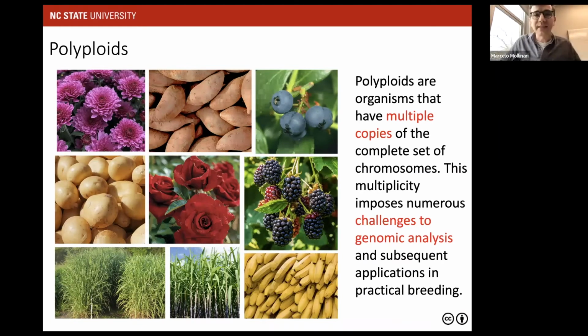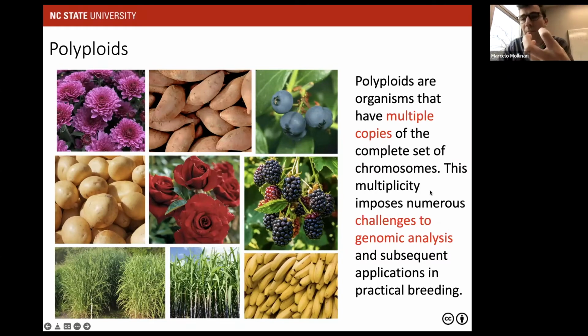Polyploids are basically organisms with multiple copies of a complete set of chromosomes. And of course, we are diploids, we have 2 copies. Polyploids have multiple copies. Here we have an example of banana, 3 copies, blackberry and blueberry and potato and rose. This is panicum, and they have 4 copies. We have 6 copies in chrysanthemum and sweet potato, and just God knows how many copies we have in sugarcane. Sugarcane is a mess.